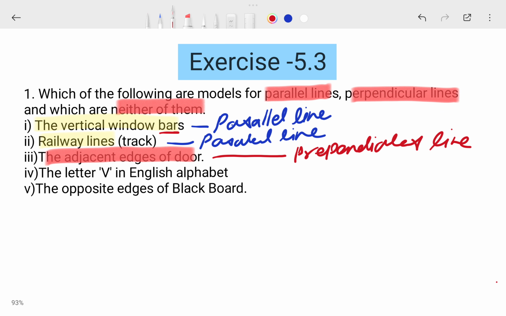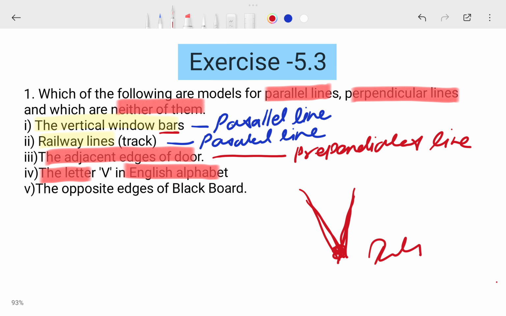Okay, now let's see this one. The question 5: the vertex V is an English alphabet. If you see this vertex V, is it parallel? No. Why? Because V is intersecting at this point. This is an intersecting line.